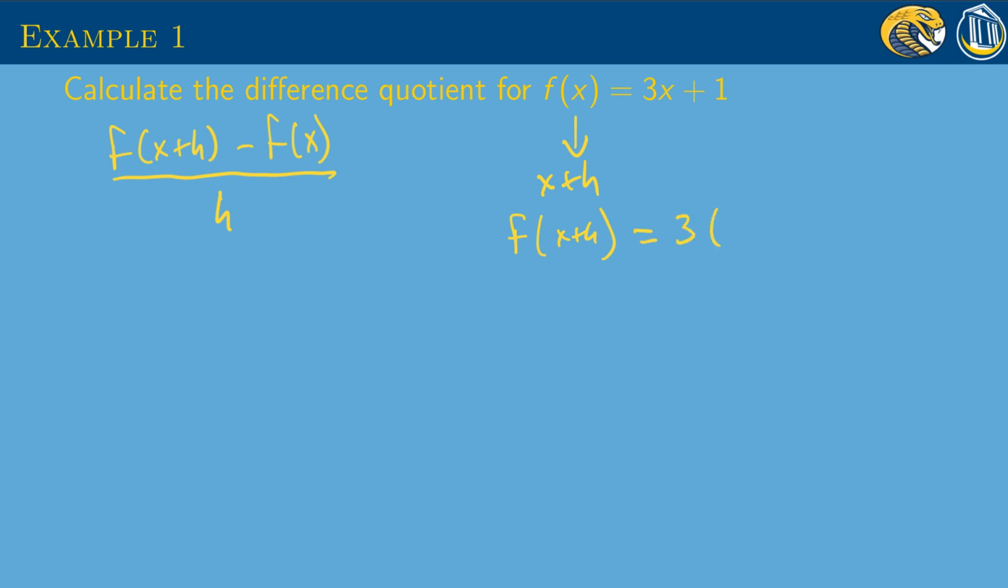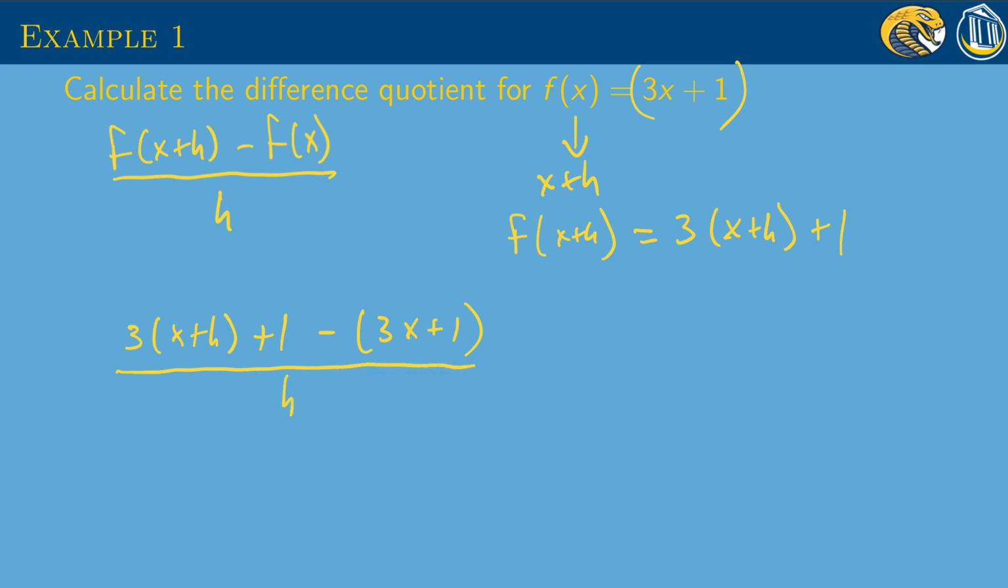Again, anytime there's an x, we're going to replace it with x plus h, and we're going to leave the rest as is. If we want, we can directly plug this into our difference quotient formula here. So that will be 3 times x plus h plus 1 minus f of x. We're going to subtract the entire original function. And since we're subtracting the whole thing, I'm going to put it in parentheses to make sure that we're actually subtracting each part of it. And then we divide by h.